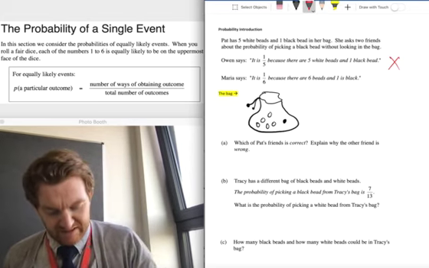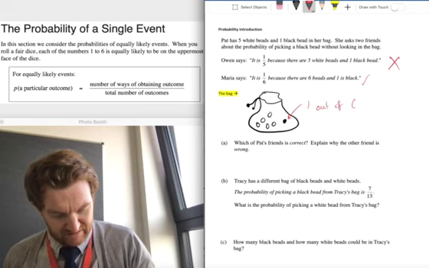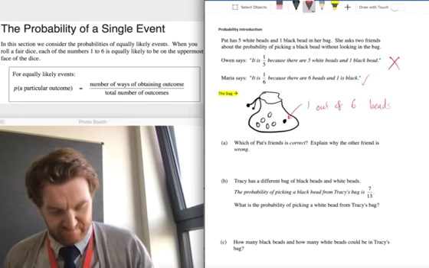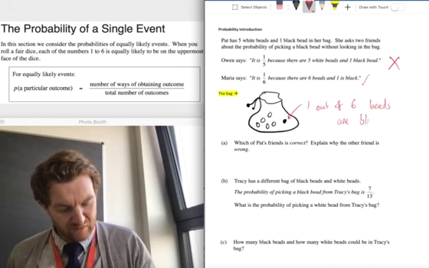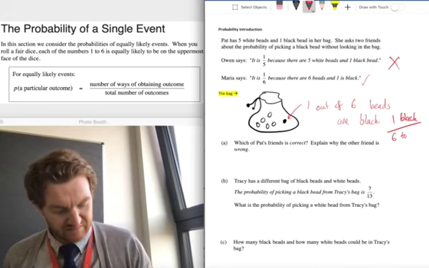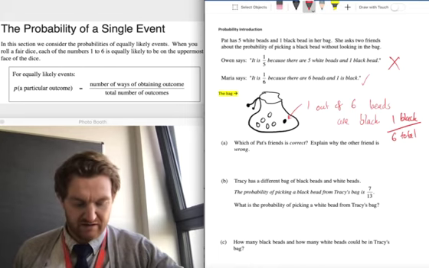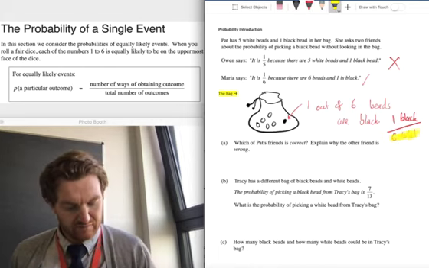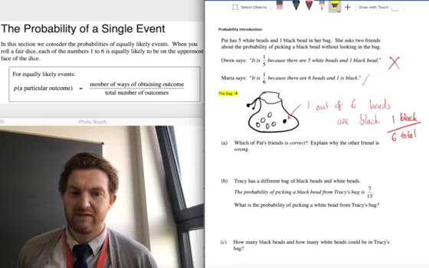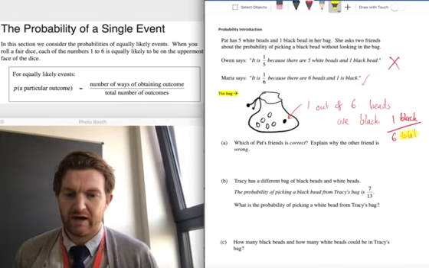If you think about it like this, literally 1 out of 6 beads are black. Thinking about the fraction, it's 1 black out of 6 total. So this bottom number here is very important. We always put the total on the bottom. When we want to write a probability, we're writing it as how many out of how many. Here it's 1 out of 6.